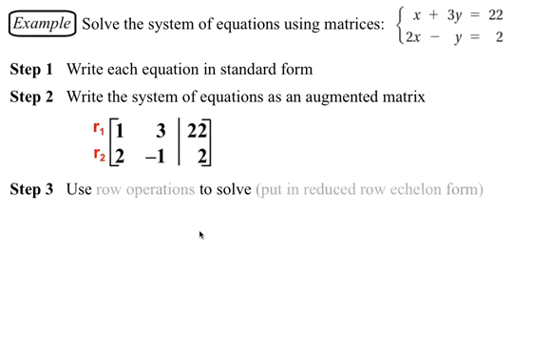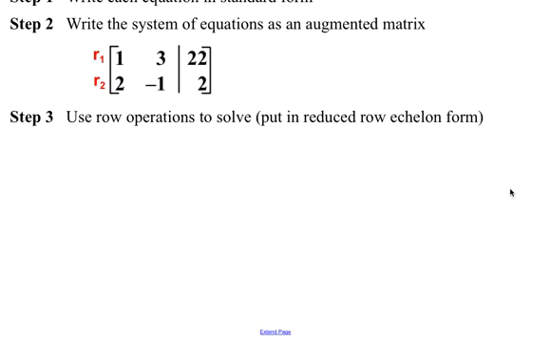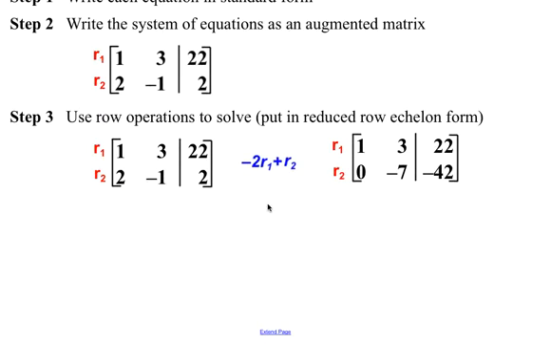Step 3 is to use row operations to put this in reduced row echelon form. That's where we want the ones along the main diagonal and zeros above and below. So we already have a 1 here. We need to get a 0 below. So we'll start with this. To get a 0 here, I could multiply row 1 by -2 and add it to row 2. And that's exactly what I'm going to do.